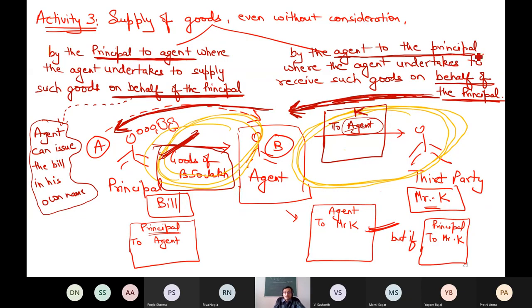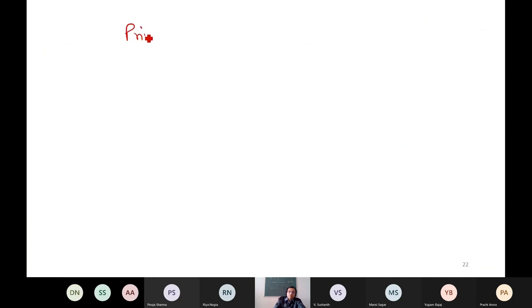Again, I'm not discussing supply between agent and third party, whether as a supplier or as the recipient, because that is by default supply. The only issue is supply between principal and agent. That means this supply is also treated as supply by the agent to the principal. That means if there are two people, principal and agent, what do I mean by on behalf? This is the main point.